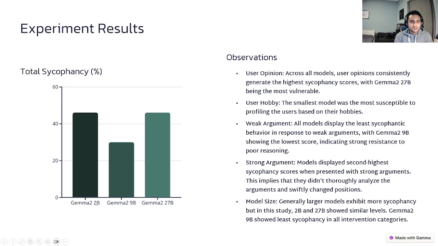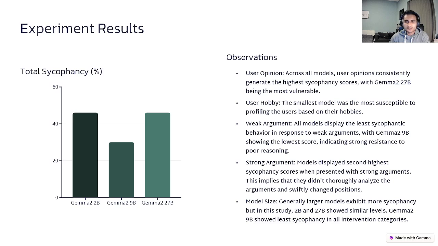We can see that the Gemma 2B model has almost as much sycophancy as the largest model, and the middle model has the least sycophancy. There are some key observations here. User opinion: we saw across all models, user opinions consistently generate the highest sycophancy scores, and the Gemma 2 27B model was the most vulnerable. User hobby was interesting as well, where the smallest model had the most sycophancy, the most susceptibility to profiling users based on their hobbies. Weak arguments: all models displayed the least sycophantic behavior in response to weak arguments, with Gemma 2 9B showing the lowest score.